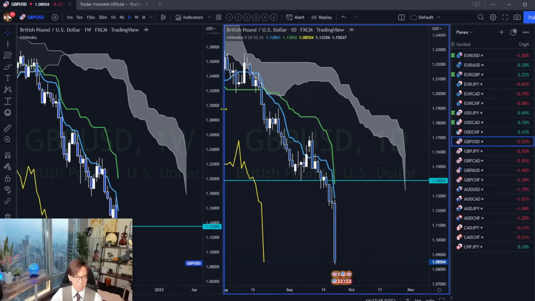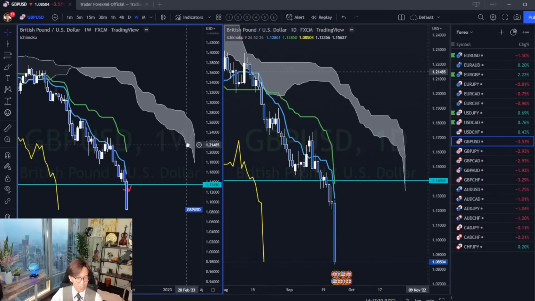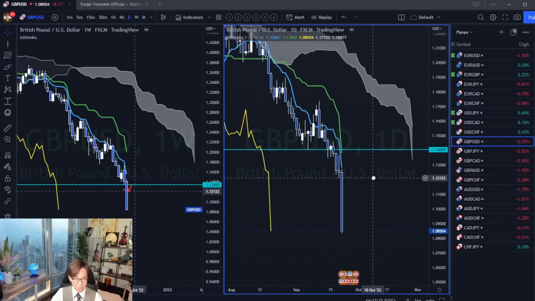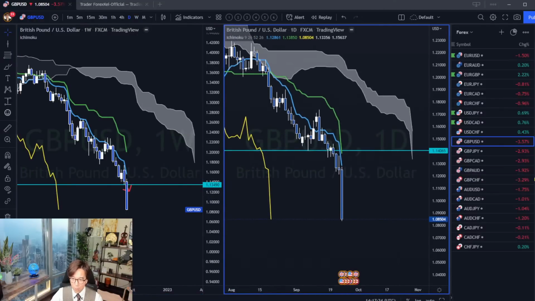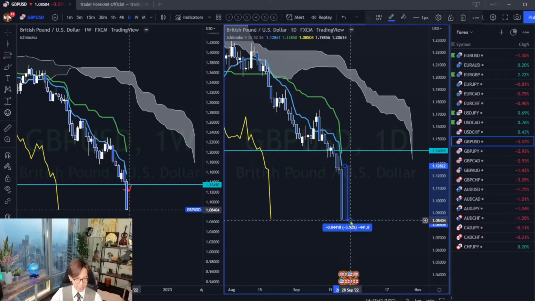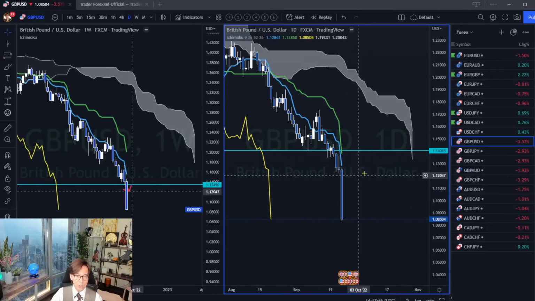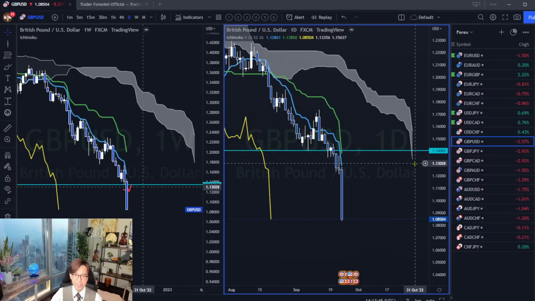So here is the GBP USD. Look at this huge drop, especially last Friday. It went down 3.57%. In Forex, this is unusual actually. In pips, on Friday itself, it went down all the way to 441 pips. So this was really huge. And as you can see, daily Kumo is very thin.